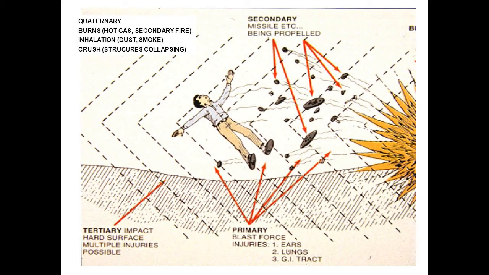You've got your secondary missiles and projectiles that can cause injury to the patient. You have your tertiary, which is when they impact a surface, maybe another wall, causing injuries. Then you've got your quaternary, that is the burning gases and heat and smoke, and possibly crush from collapsing buildings and that sort of stuff. And then, of course, we talked about the latent diseases that can come from this and the psychological disorders.